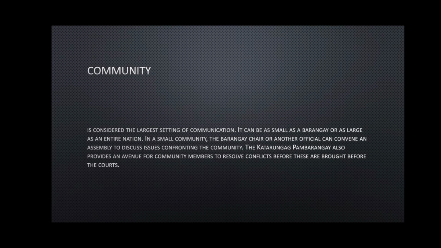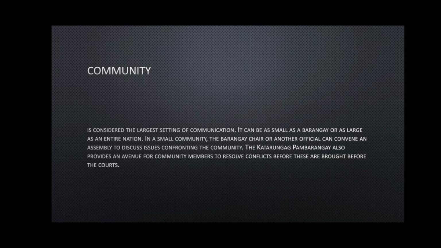So community plays a big role in communication, because if there is no community, there is no communication happening. For example, if you are the only one living in a certain place, there will be no communication happening in that community. And even in a small barangay, there is going to be communication happening in that place.